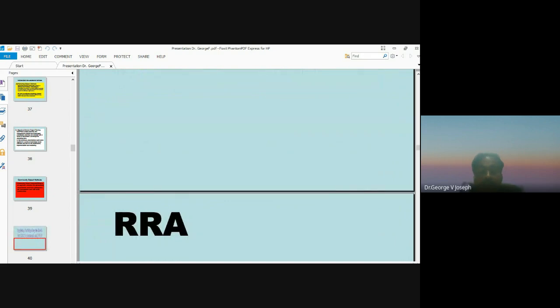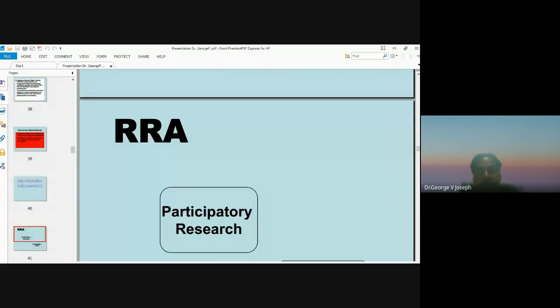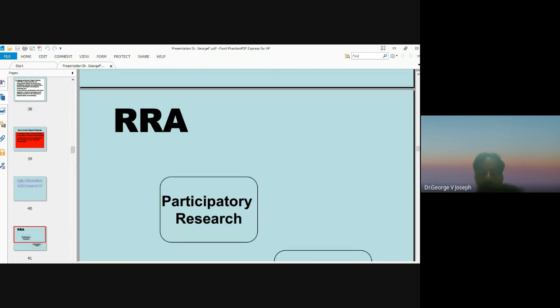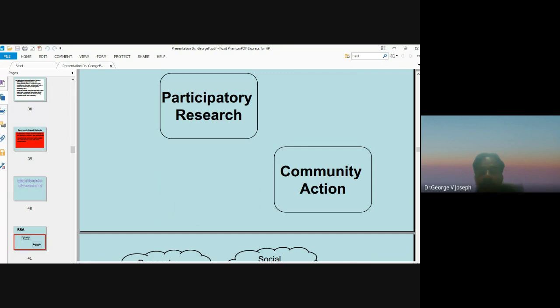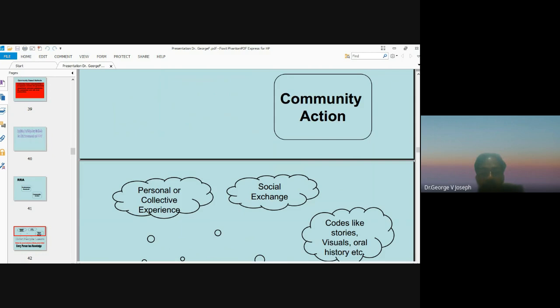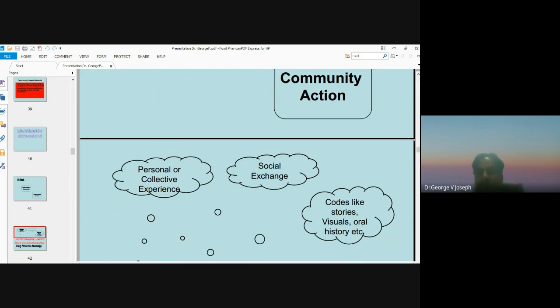There are PRA tools. Earlier it was rapid assessment tools, rural rapid assessment tools, but slowly it has developed into participatory rural appraisal methods, and now it is participatory learning methods. So participatory research methodologies are used for this. And again, community-led actions are also undertaken. There is a personal or collective experience, and there is a social exchange, and this may be available through quotes and stories and visuals.